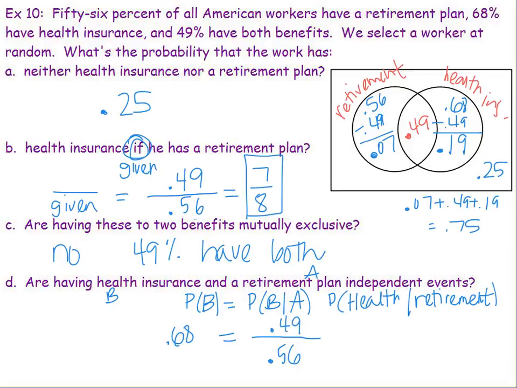Well, if you want to see if the two are equal, we got to have them both in decimal form. So 0.49 divided by 0.56 is 0.875. Are these two numbers equal? And the answer is they are definitely not equal. So that means that they are not independent.